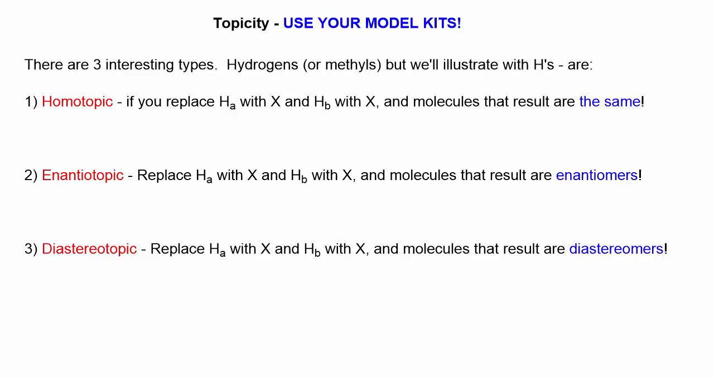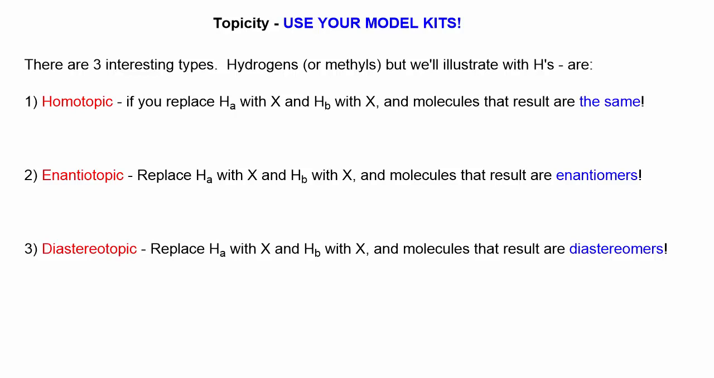The subject of this video is topicity, and my real advice for you is this should be done entirely by building with your model kits as opposed to just trying to do it on paper. There are very few people I've found who can do this particular exercise on paper. In fact, I'm not one of them. If I want to figure out whether a molecule has homotopic, enantiotopic, or diastereotopic protons, the fastest way for me to do it is to build a model and then actually physically manipulate things.